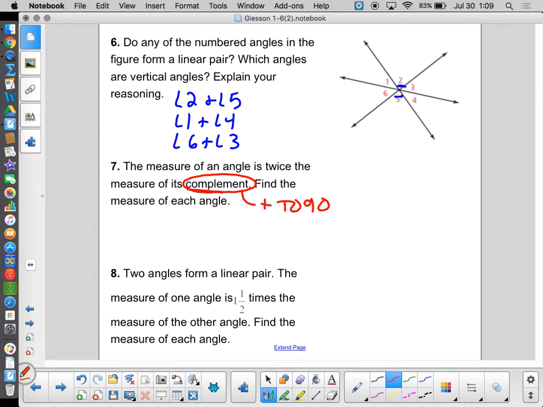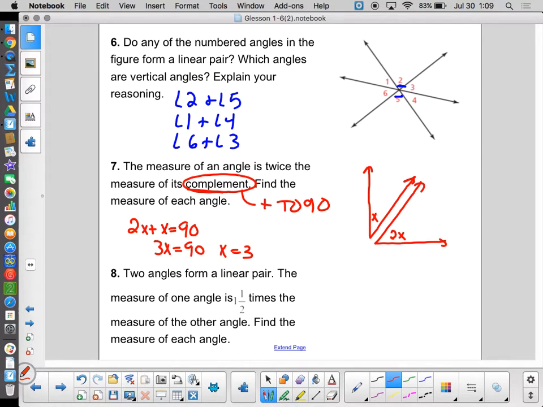So if one angle is twice the measure of its complement, I've got two angles, they're going to add up to 90. They aren't necessarily adjacent. And one angle is twice as much as the other one. There's a nice little model. They add up to 90, so there's my relationship. So x is 30. The measure of the angles, therefore, are 30 degrees and 60 degrees.